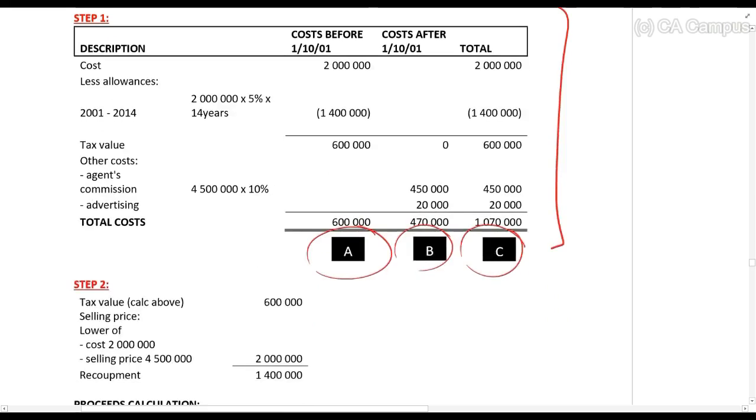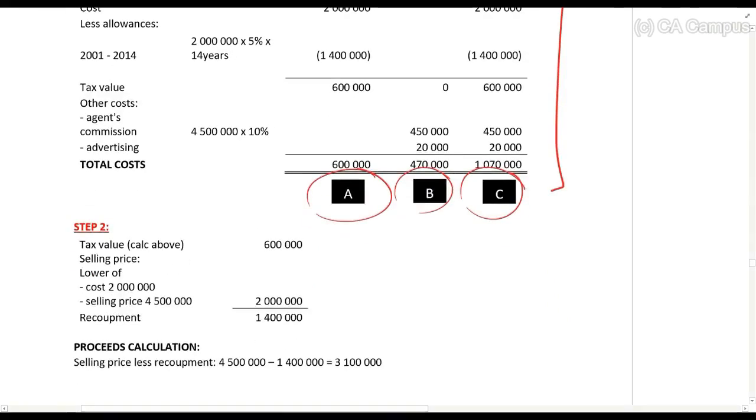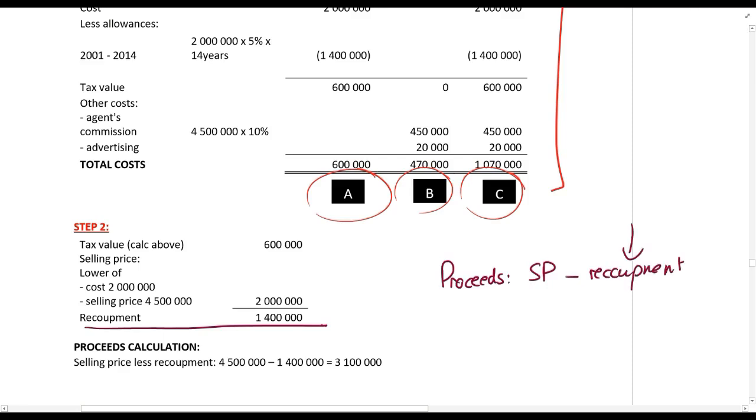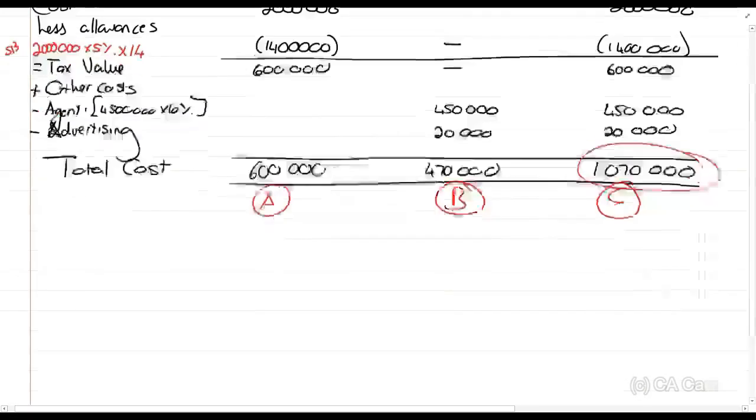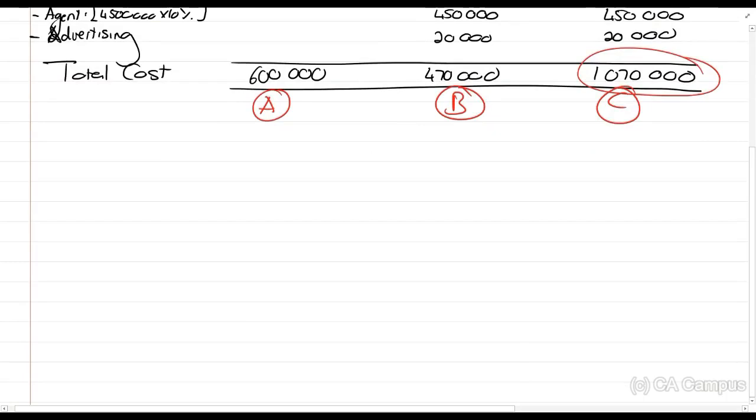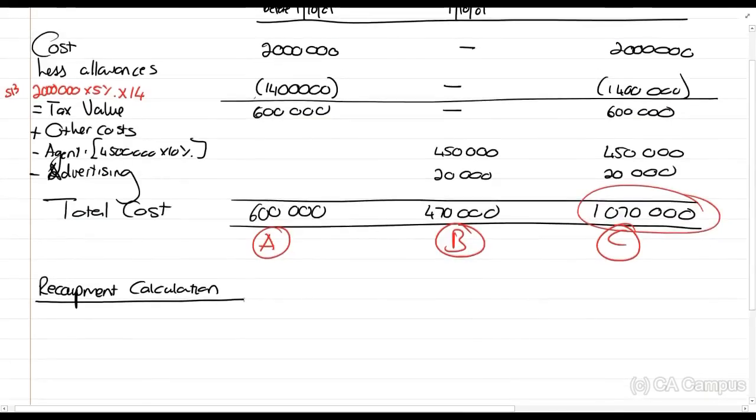Step number 2 now is where we need to calculate our recoupment. Okay. Why are we calculating the recoupment? Because proceeds is calculated as the selling price less the recoupment. So we need to know what the recoupment is in order to calculate proceeds. Right, so now the recoupment, I'm going to do this pretty quickly, guys. This is a whole study section on its own that you will do in future if you have not yet done it.